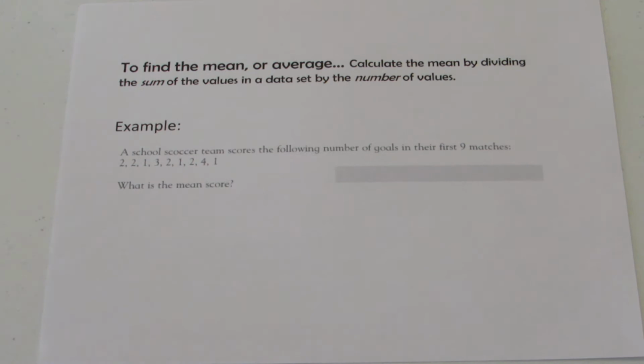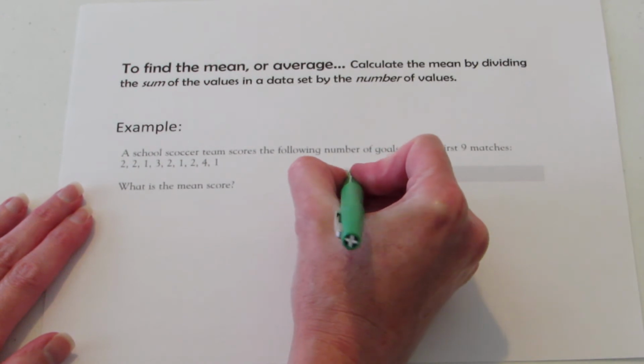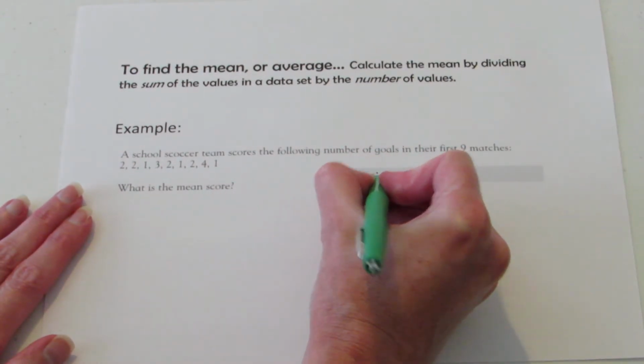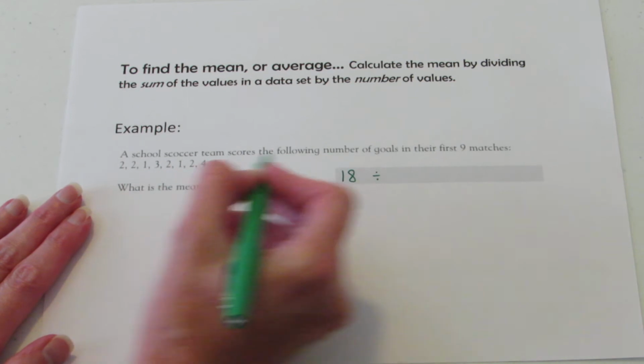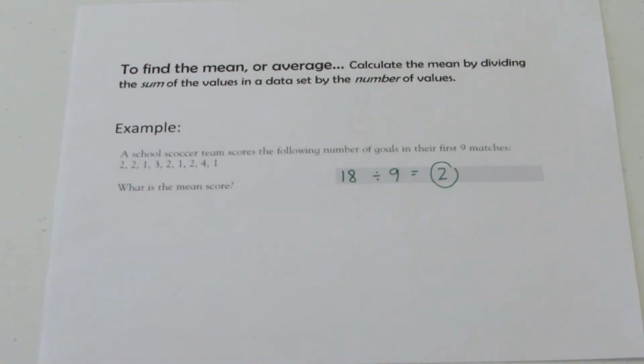It says a school soccer team scores the following number of goals in their first 9 matches. What is the mean? Well, in order to find the mean, we add up all of the values. We add all of these up, and we'll get 18 for the sum. We're going to divide by the number of data values, which is 9, which gives us a mean or an average of 2. So we could say on average, the soccer team scored 2 goals.